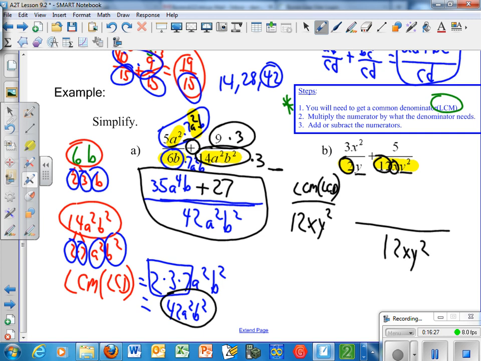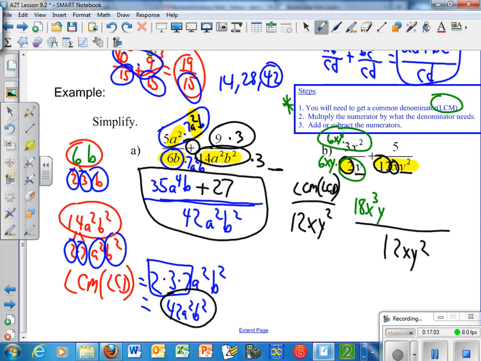Now, what do I multiply by? And this is absolutely key, and you got to show this work. 2y times what will give me 12xy squared? Well, I need to multiply by 6 to get 12. And then I need to multiply by x because there was no x in that denominator. I only had y to the first, so I need to multiply by y. So I'm really going to multiply by 6xy. So if I actually multiply 6xy times my 3x squared, I get 18x to the third y.